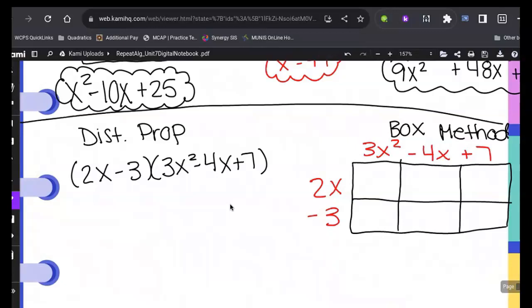So 3 times 2 is 6, and I have 1 x here and 2 x's here for a total of 3 x's total. Then I'm doing 2x times negative 4x. So 2 times negative 4 is negative 8. I have x to the second power because there's 2 of them.